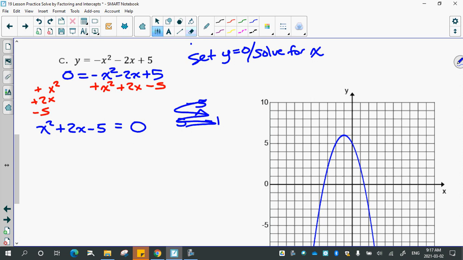So what would you like to do? Complete the square or use the quadratic formula? Alright, quadratic formula it is. Okay, so A is 1, B is 2, C is -5.